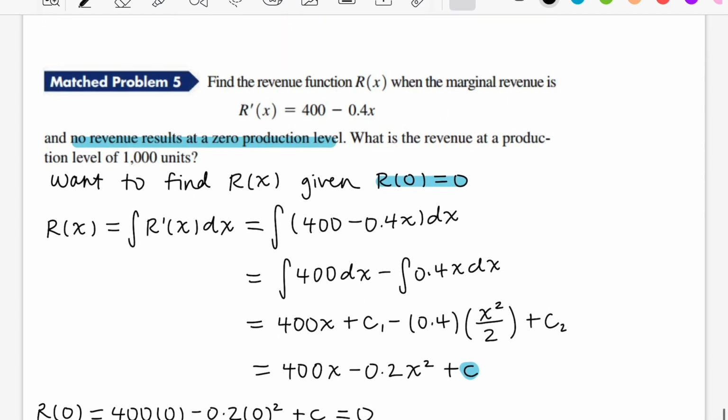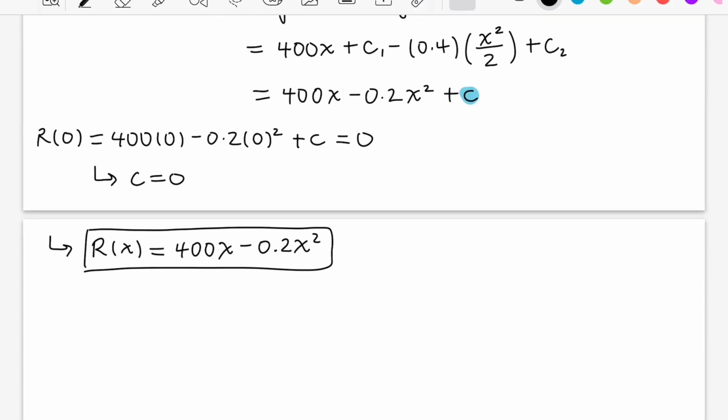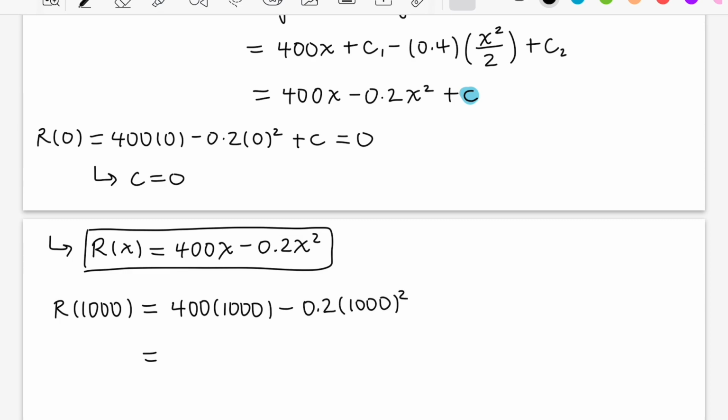All right, and then the last part of the question, we want to figure out the revenue at a production level of 1,000 units. So we'll just plug in 1,000 into our revenue function. Doing so, we should get 200,000.